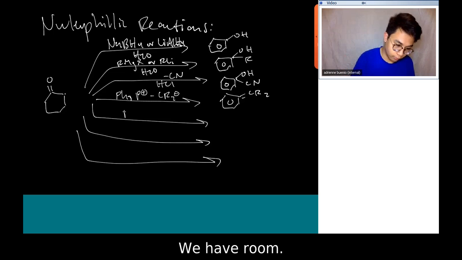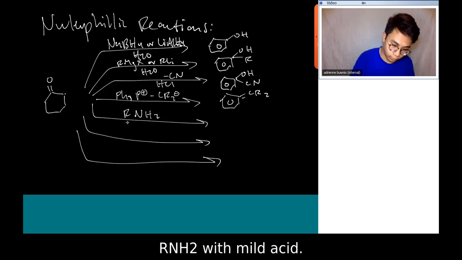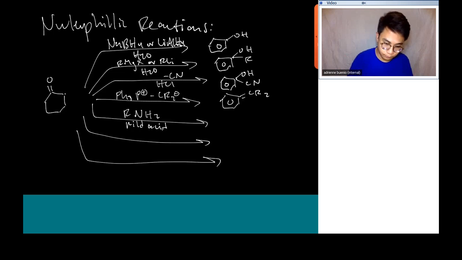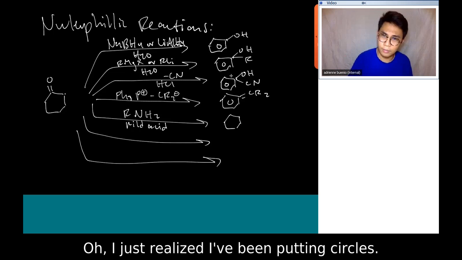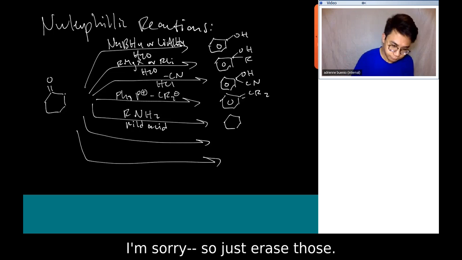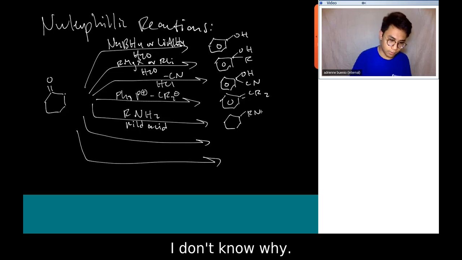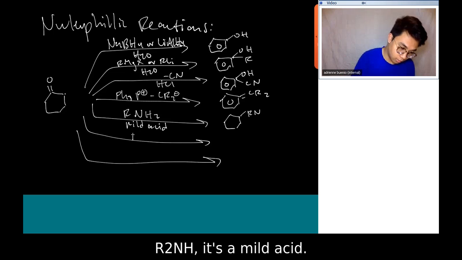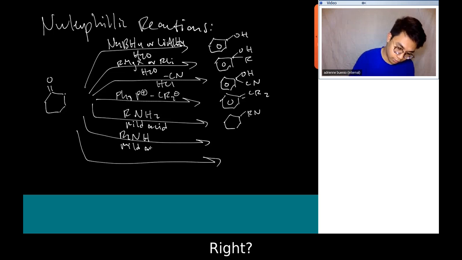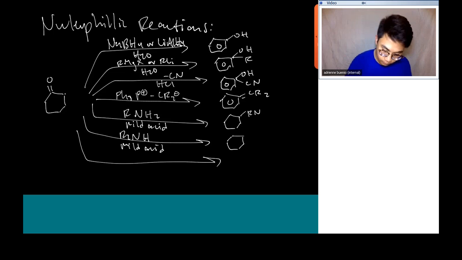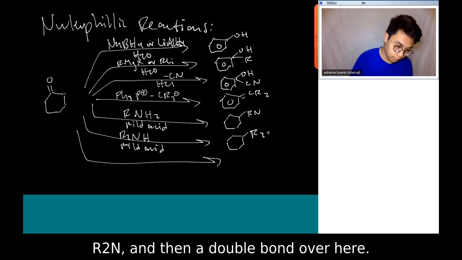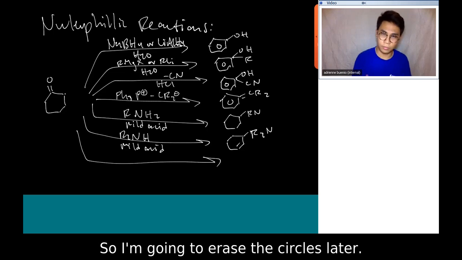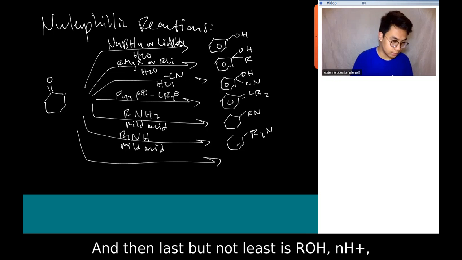Now we have room. RNH2 with mild acid. Oh, I just realized I've been putting circles. So these aren't aromatics, I'm sorry. So just erase those. Okay. R2NH with mild acid. So you already know what's going on over here, right? R2N and then a double bond over here, right? So I'm gonna erase the circles later.